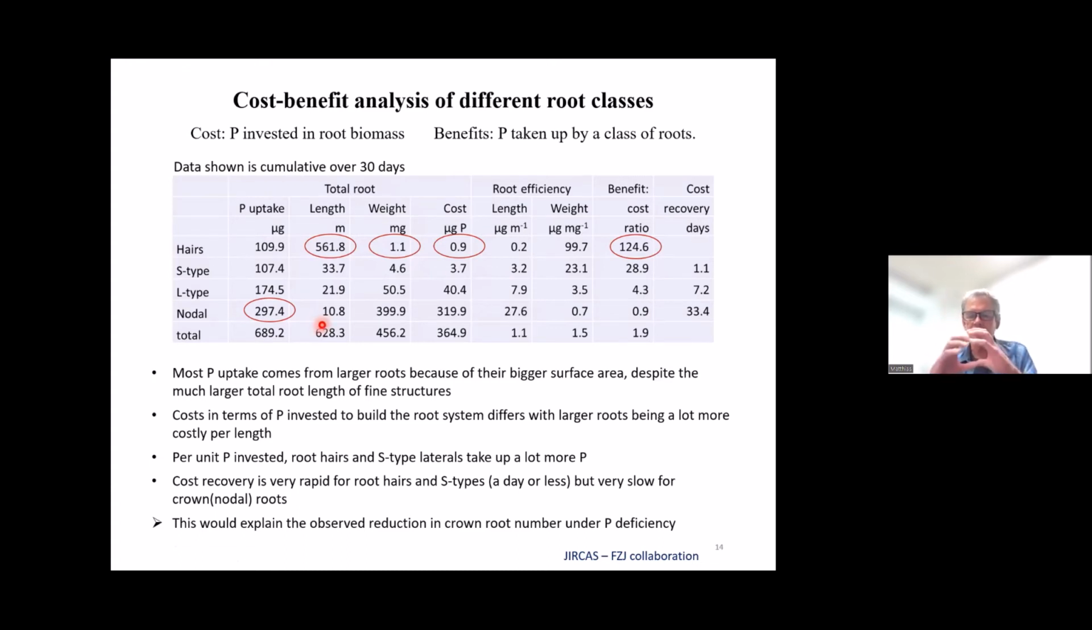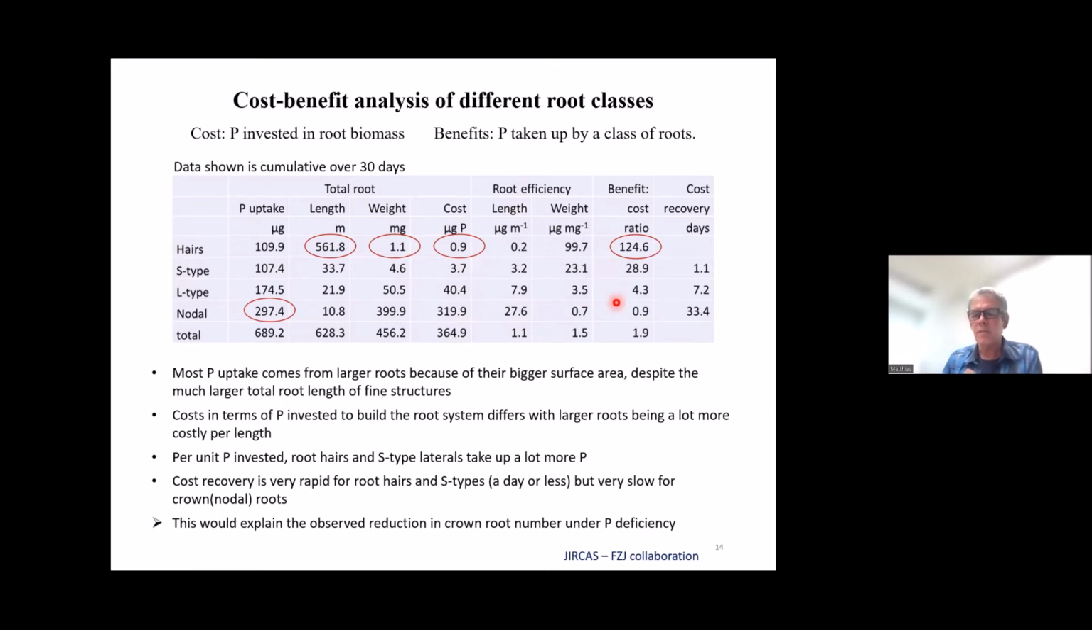That's because of the large diameter. They're much heavier than these fine structures, and therefore the total cost invested is much, much higher. Now we can look at the efficiency in terms of P uptake per length. The nodal roots are still good, but in terms of weight, the nodal roots have a very strong disadvantage over fine structures. And if we relate the benefit in terms of P taken up versus the cost, we clearly see that the root hairs and the S-type roots have a very strong advantage over the nodal roots.